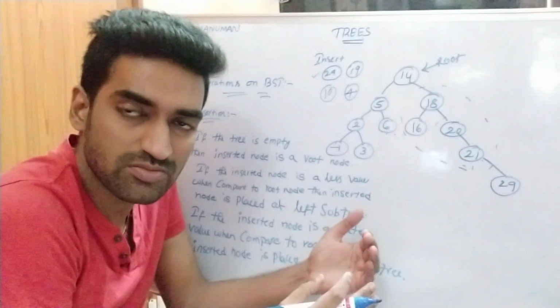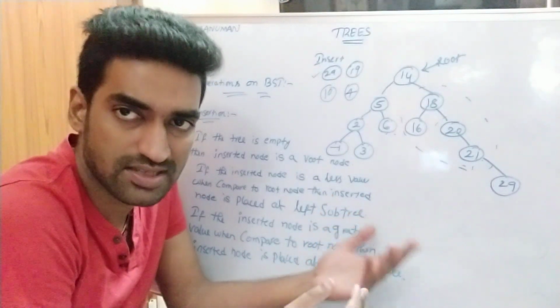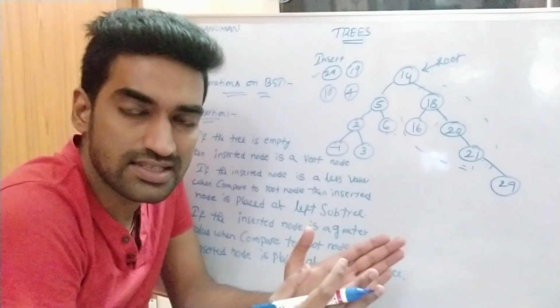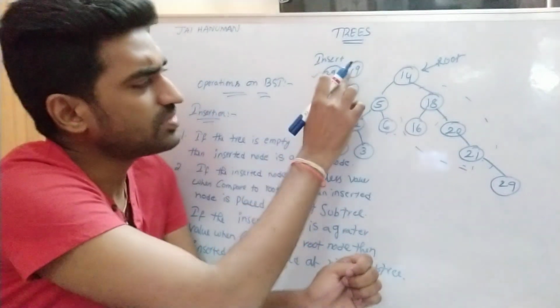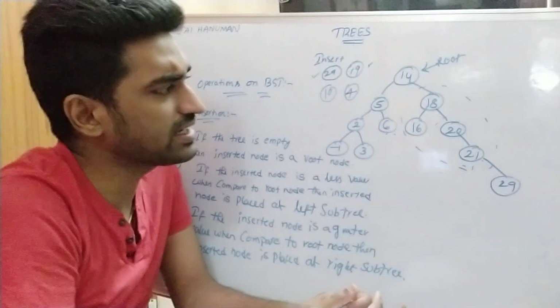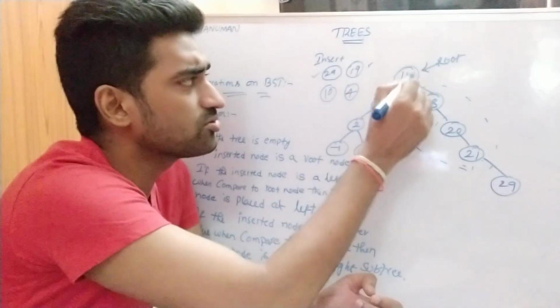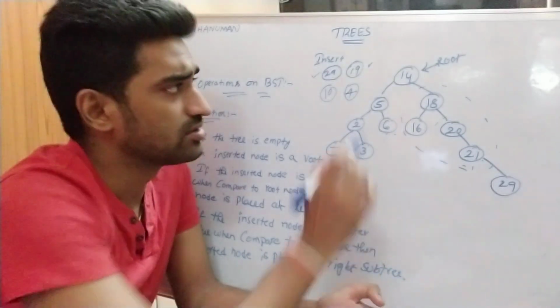Once a position is not vacant, apply the comparison procedure recursively for each and every subtree until we find the desired position for the particular element. So what is the next inserted element? 19. First of all, we compare the root node to the inserted node, 19.